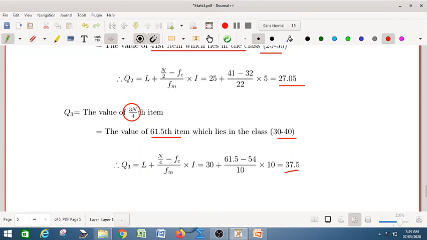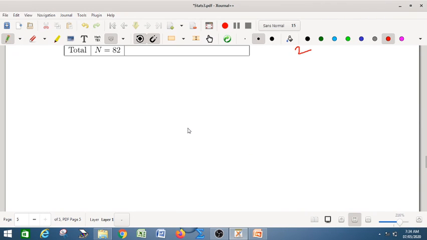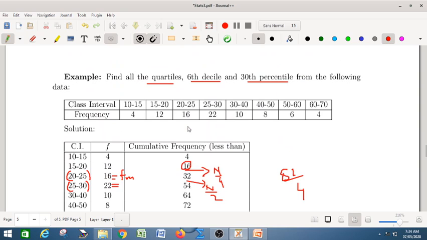So this is how you can calculate the deciles and percentiles. So I hope this video is helpful to you. So we discussed different types of partition values: quartiles, deciles and percentiles.